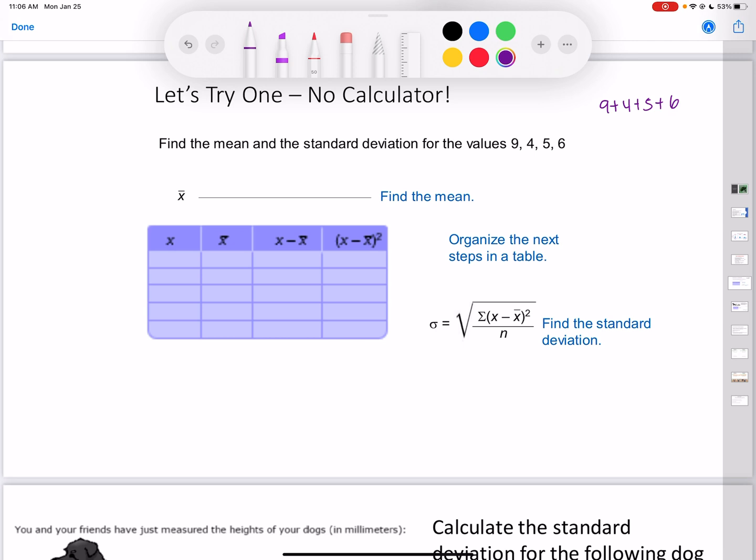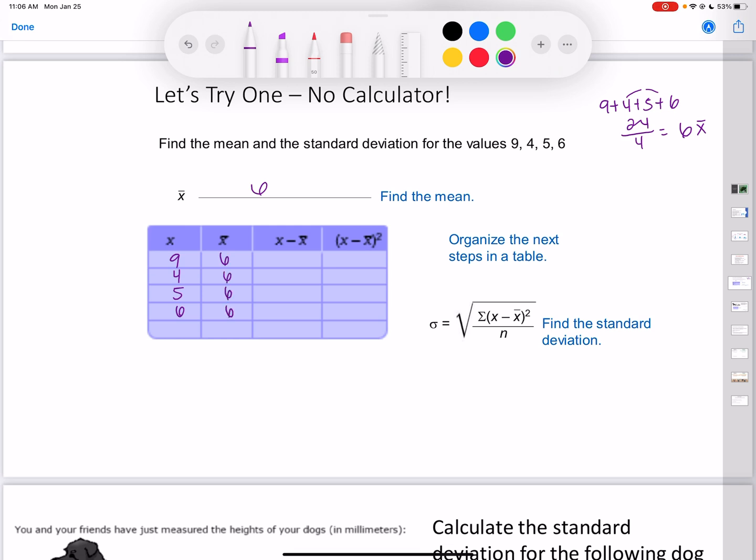So we have 10 plus 14, so 24, divided by 4. So my mean is 6. This little box says to put every value, so the 9, the 4, the 5, the 6, and this really helps you when you're organizing your data if you set up this little table. The mean of each of those is 6.